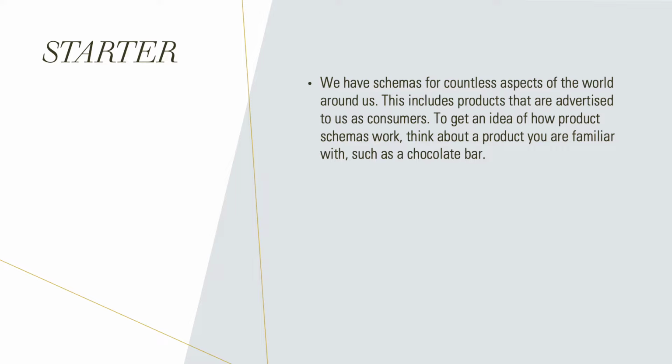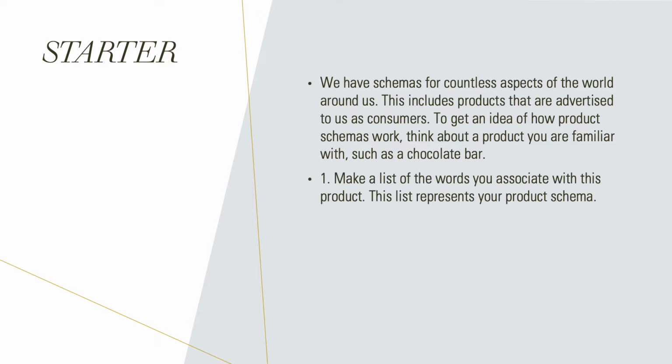And to get an idea of how product schemas work, I want you to think of a product that you're really familiar with. It might be your favourite chocolate bar, your favourite perfume, your favourite car, whatever product you're really, really familiar with. Number one is to make a list of words which you associate with this product. This list will represent your product schema. So just pause me now and make the list.